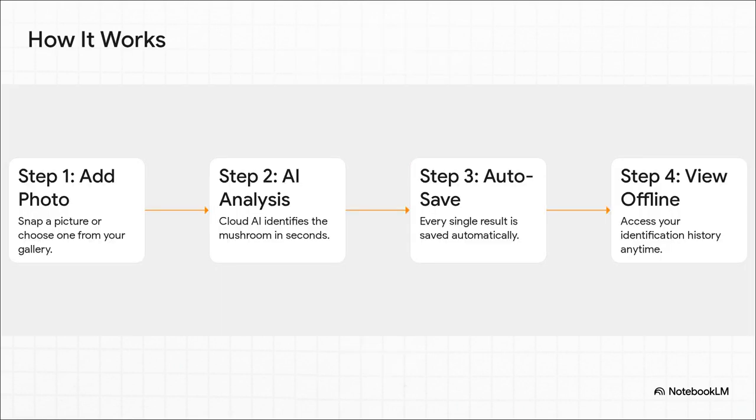Okay, so how does it actually work? The whole process is designed to be super simple. You take a photo, and then a cloud-based AI gets to work analyzing it. Just seconds later, you get your results. And from there, everything gets saved automatically. So you're basically building your own personal field guide that you can look at anytime, even if you don't have a signal. It's a simple little journey from curiosity to actual knowledge.